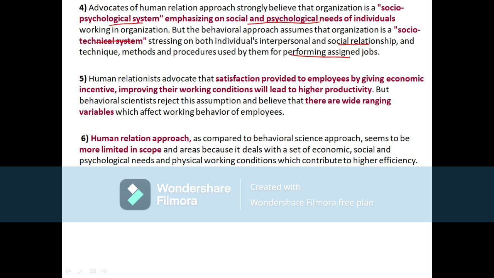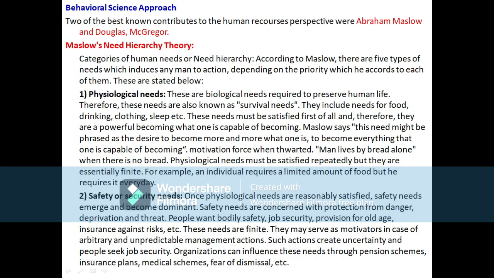Then human relations advocates that satisfaction provided to employees by giving economic incentives and improving their working conditions will lead to higher productivity. But what do behavioral scientists say? They reject this assumption and believe that there are wide-ranging variables, not only incentives or working conditions. Other than those, there are many things which affect the working behavior of employees. The human relations approach, as compared to the behavioral science approach, seems more limited in scope and areas because it deals with a set of economic, social and psychological needs and physical working conditions which contribute to higher efficiency. So these are all the differences between the human relations approach and the behavioral science approach.